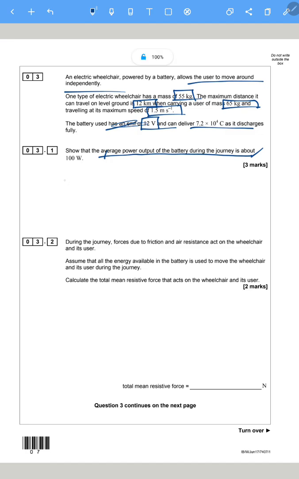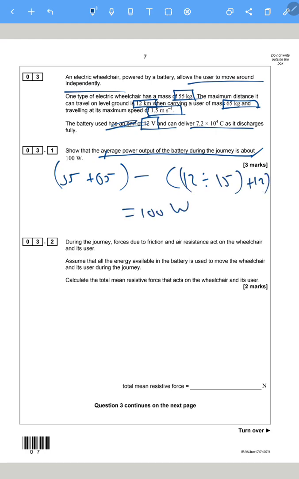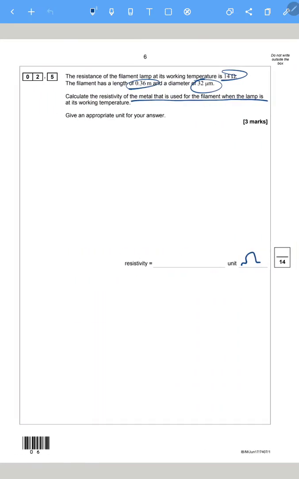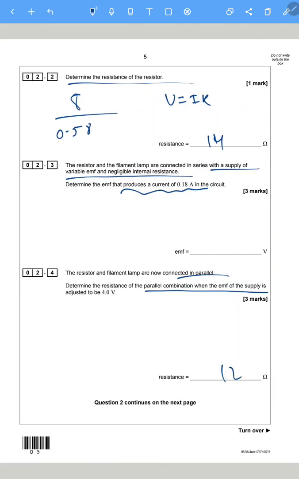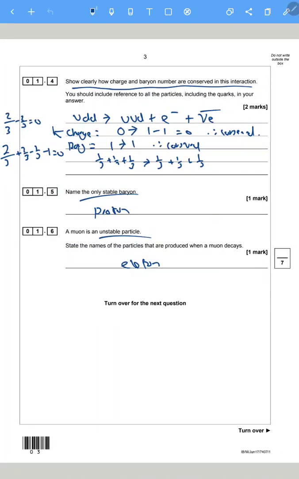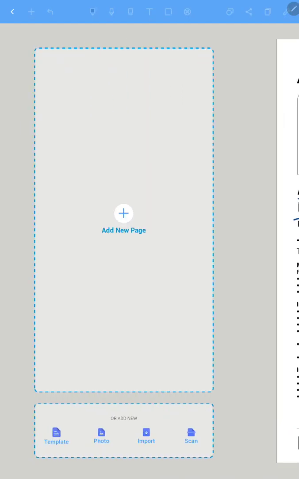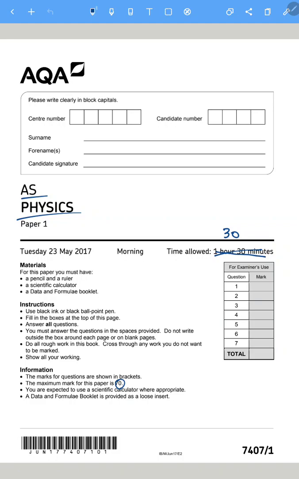Oh, cool. So 55 plus 65 minus 12 divided by 15 plus 12 equals 100 watts. Perfect. During the journey due to friction, assume that the energy level, calculate mean resistivity force. 7. We have to. Resistivity 14. 12. 7. Are there any long written answers that I haven't done? Okay, so I think that's the best I can do, to be honest.